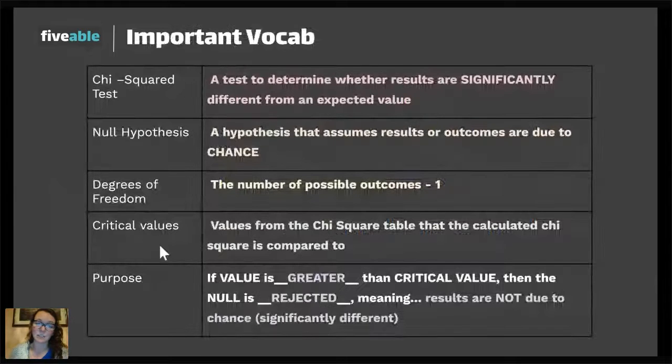The last thing that we need to do is figure out what it all means. So if the value that we calculate is greater than the critical value in the table, so in my example, 3.84, then the null hypothesis is rejected, which means the results are not due to chance. We have a statistical significance. If it is less than the critical value, then the null is not rejected, meaning the results are probably due to chance. That's all I'm going to say on the matter for now, because I want to do a practice problem and then revisit this when it makes more sense. Hopefully that's okay with all of you.